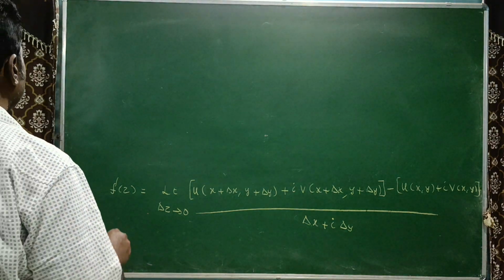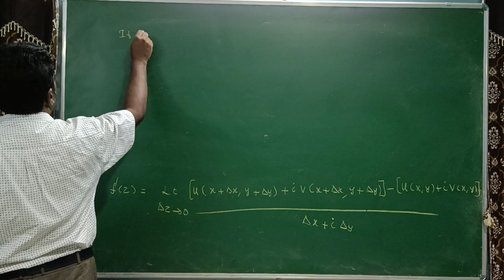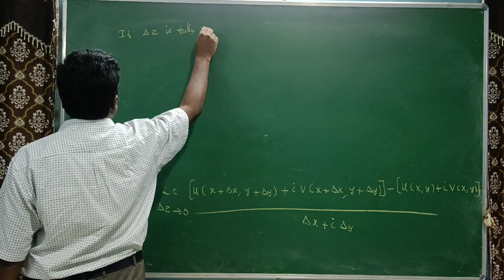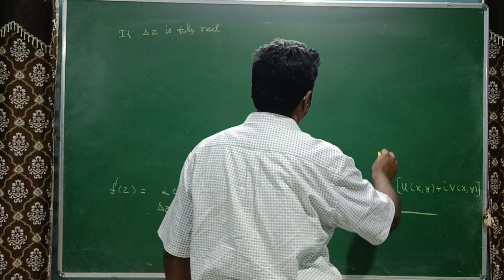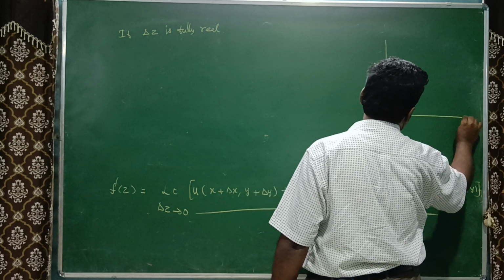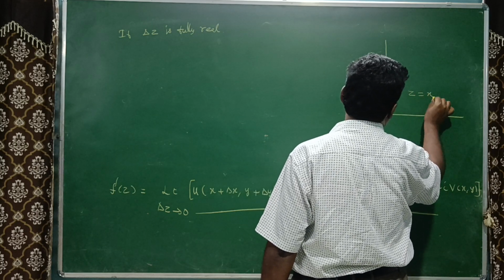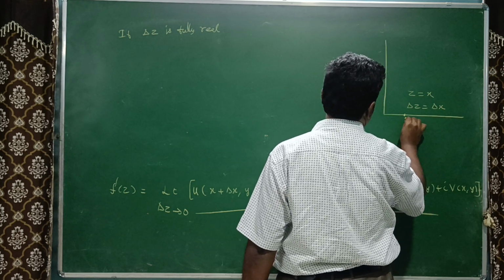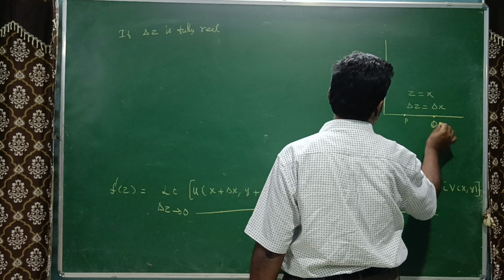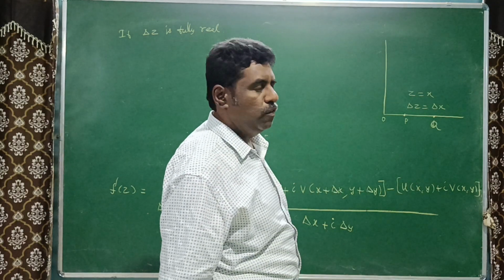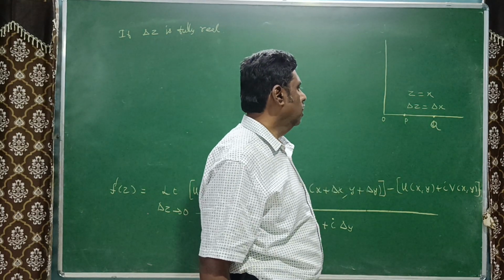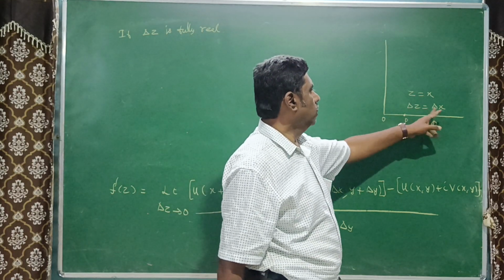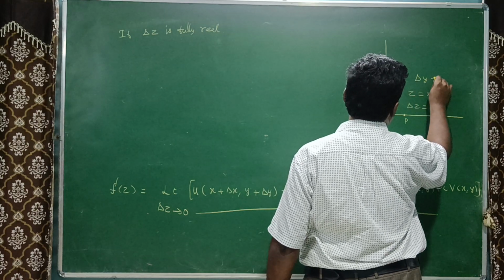If Δz is fully real, see this diagram: z = x, Δz = Δx. This is P, this is the new point Q. The change in the value of z is taken along the x-axis alone. Δz = Δx. Here the value of Δy equals 0.